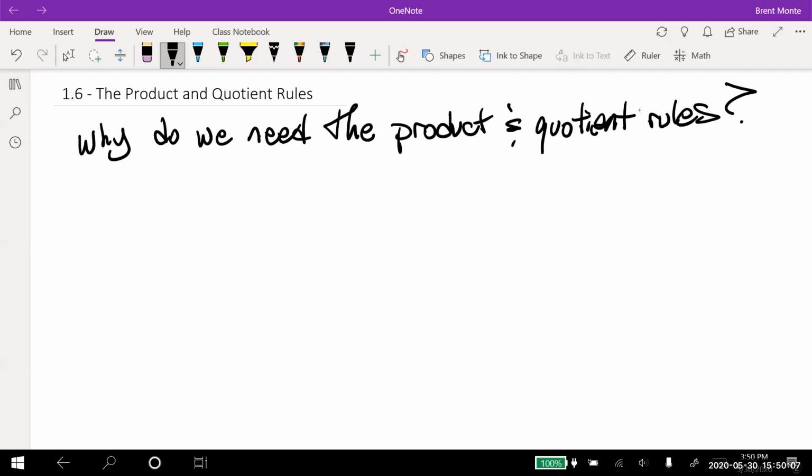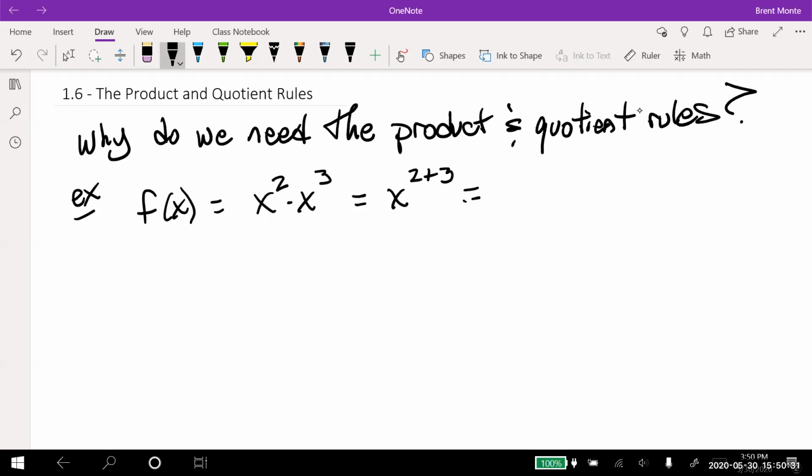That's not a very good E, is it? Let's make that a little nicer. So why do we need the product and quotient rules? Well, let's look at an example. Say I've got a function, we'll call it f of x, and say it's x squared times x to the third. We know by properties of exponents, we would just add those exponents together. So that's really x to the fifth power.